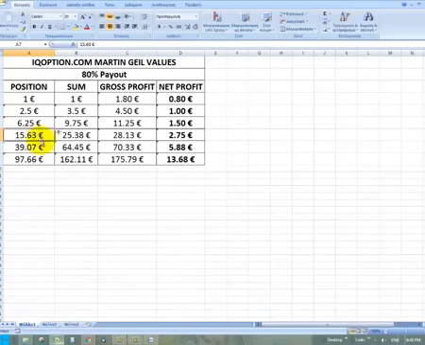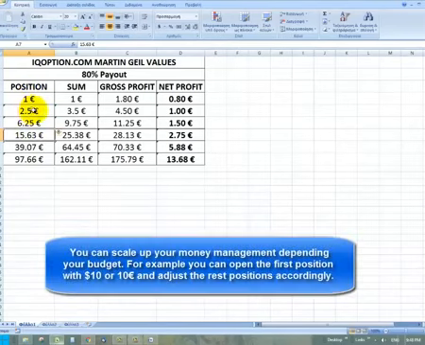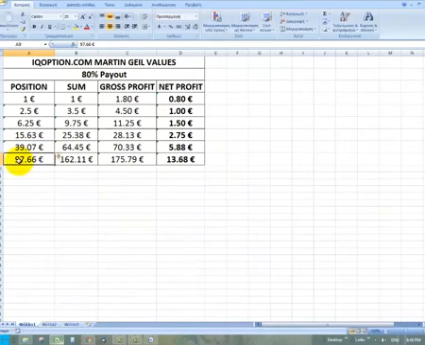As we said before, the first position is €1, the second position is €2.5, the third position is €6.25, the fourth position €15.63, the fifth position €39.07, and the sixth position is €97.66.